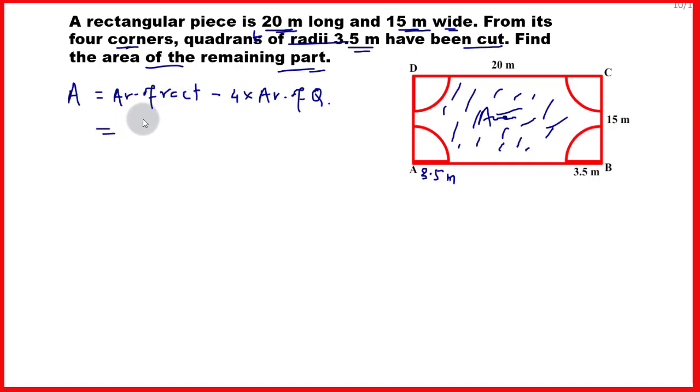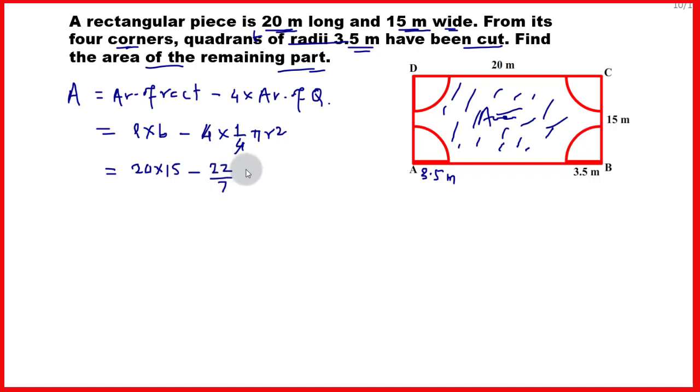So which is equal to area of rectangle, given by length into breadth, correct, minus 4 into area of a quadrant. Area of a quadrant is 1/4 pi r square. So this 4 will get cancelled and you will get length into breadth minus area of the circle, that is pi r square.